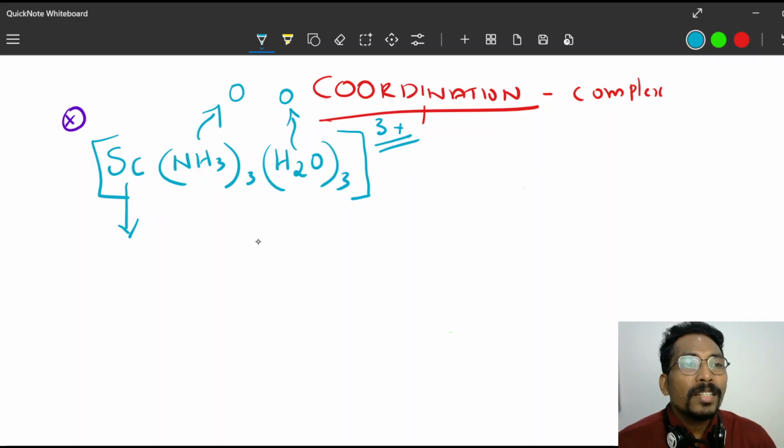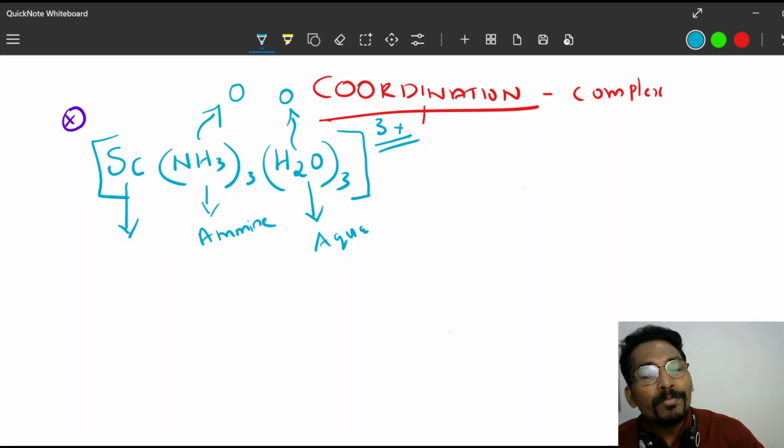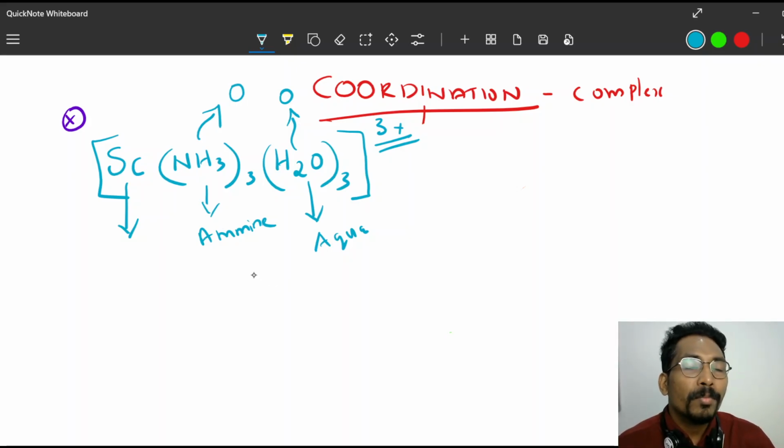Okay, see here you have two ligands. One ligand is ammonia, so that is ammine. And if water is the ligand, the name you should write is aqua. So if more than one type of ligand is there in a complex, you have to follow the alphabetical rule. Okay, so here both are starting with A, so you can check the second letter. M and Q, so definitely you can start with ammonia. Okay, so how many ammonia ligands are there? 3 ammonia ligands are there.